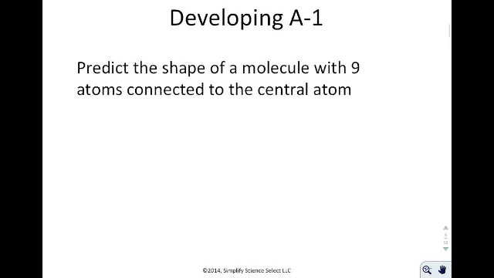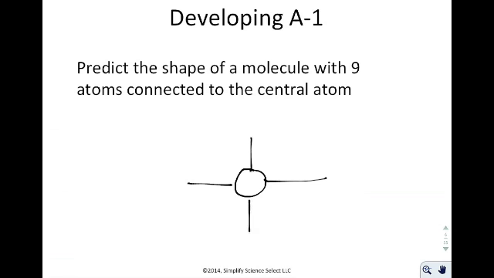So predict the shape of a molecule with 9 atoms connected to a central atom. So this is kind of an exercise in creativity. I've got a central atom and I need to connect 9 things to it in a way that separates the atoms out as far as possible. So the first thing we want to do is say, okay, I'm going to put one here and one here and one here and one here.